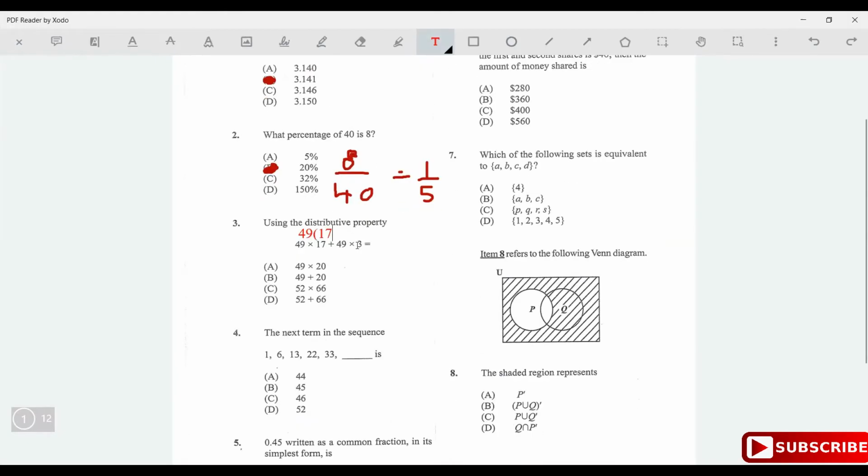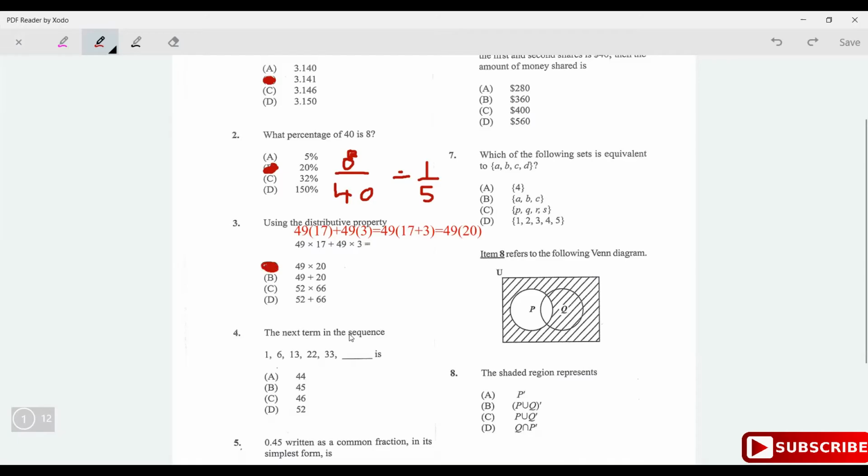17 times 49, plus 49 times 3. I can factor out 49, then I'm left with 17 plus 3, and 17 plus 3 is 20, and so I have 49 times 20. And that's that. Nice and easy. So 49 times 20, option A.